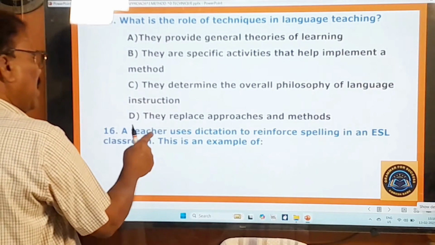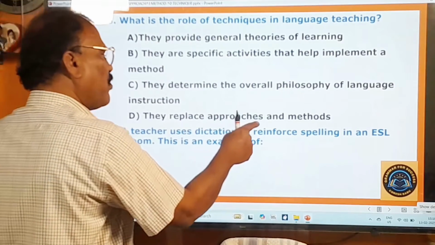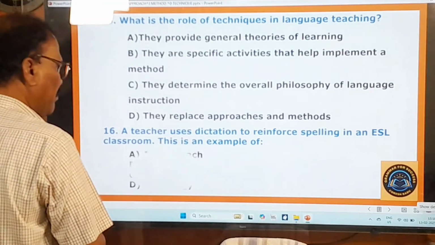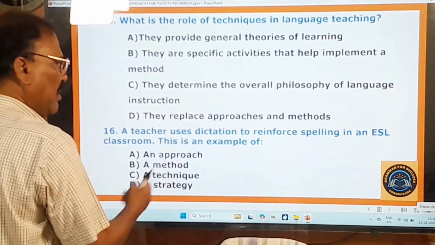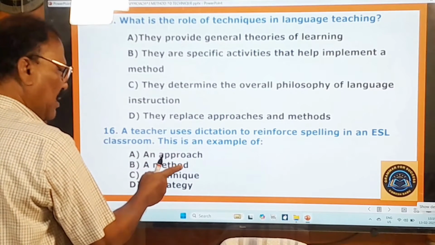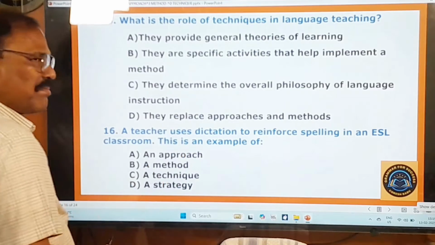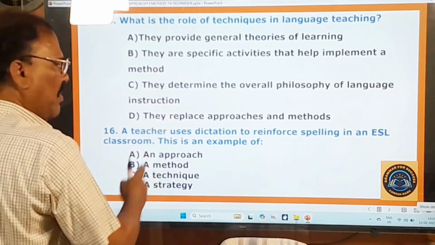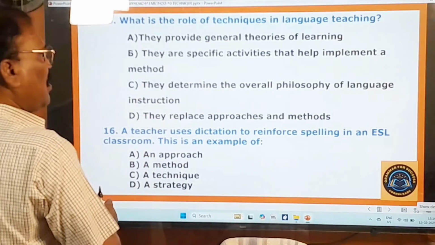Sixteenth question. A teacher uses dictation to reinforce spelling in an ESL classroom. This is an example of what? An approach, a method, a technique, a strategy. You can easily identify this. You can easily give the answer for this question. Now you move on to other questions.